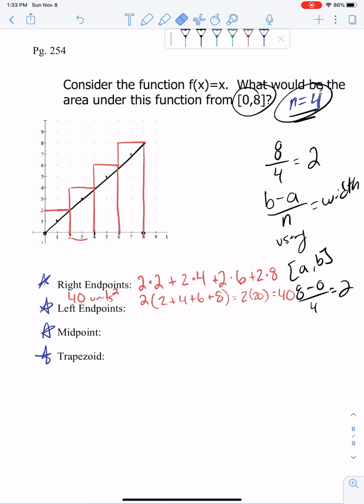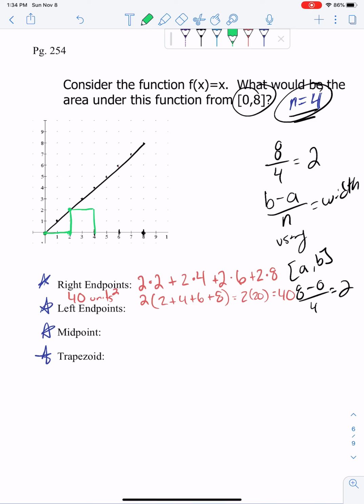So let's get rid of these right endpoints. And we know that's an overestimation, right? Because we went to the right, we were overestimating. Now my left endpoints, I'm still going to break this up into 4 groups. But instead of starting at the right end of my interval, I'm going to start at the left end, which means my first rectangle is at the height of 0. My second rectangle starts at the left endpoint of that interval and goes to the right of the interval, right?